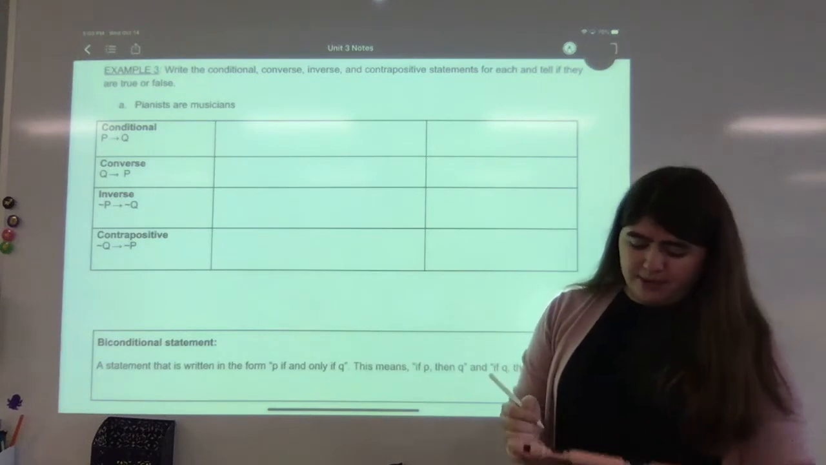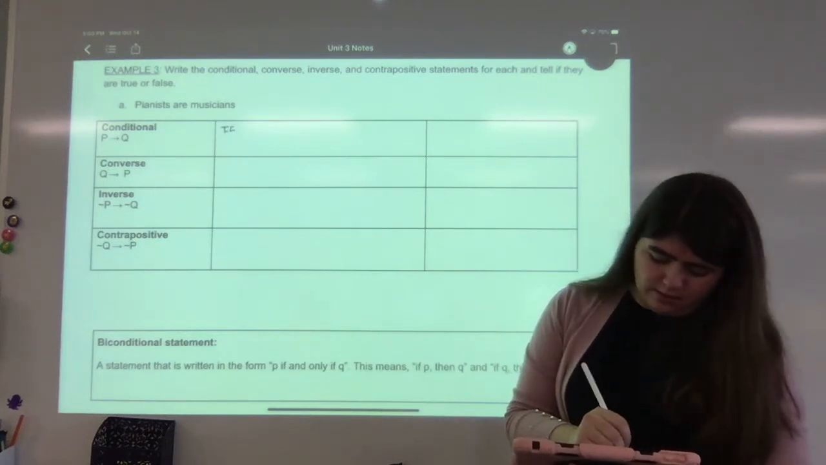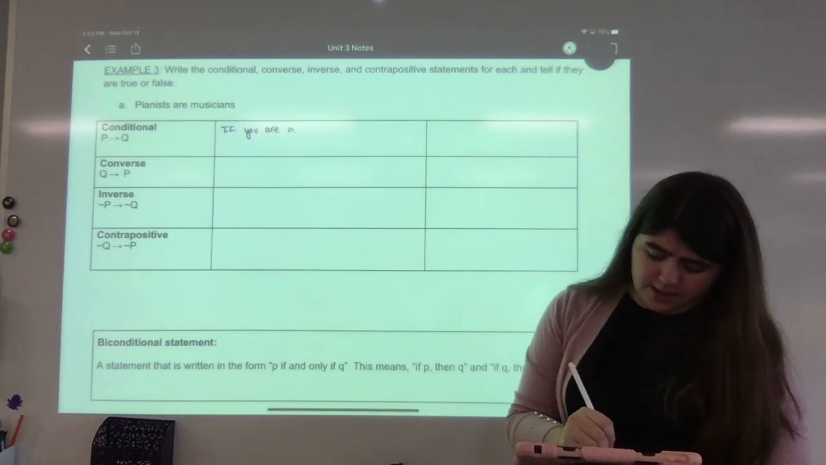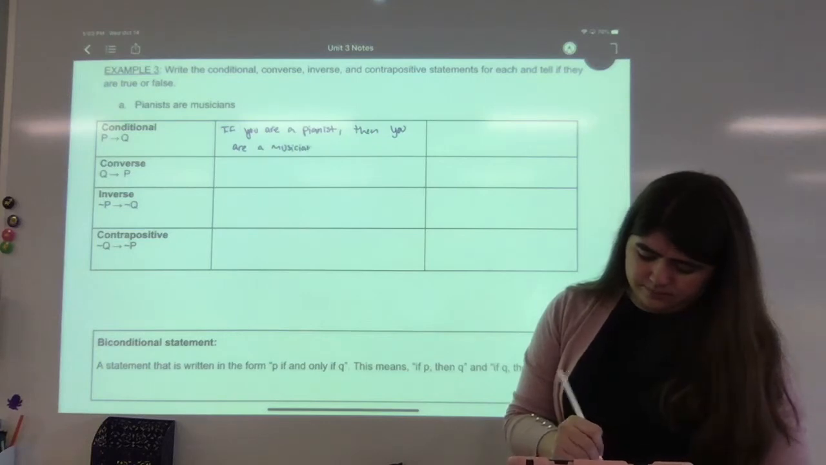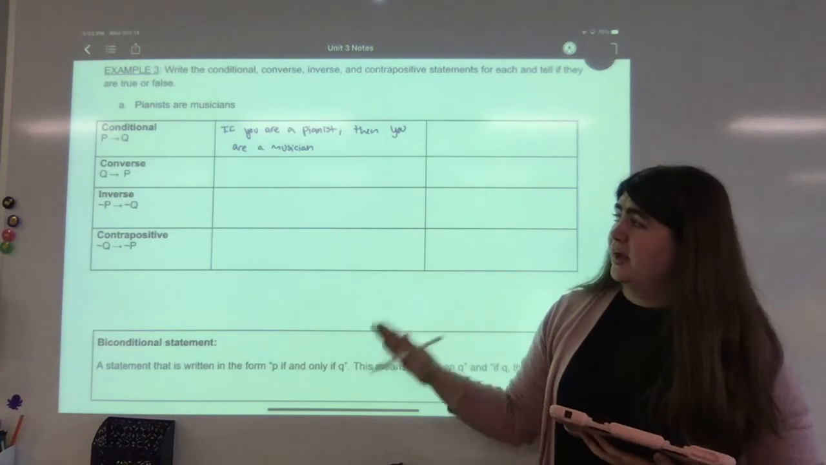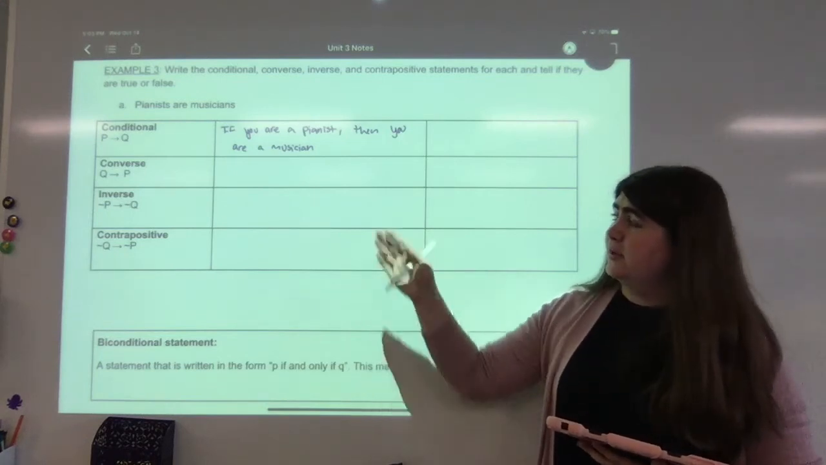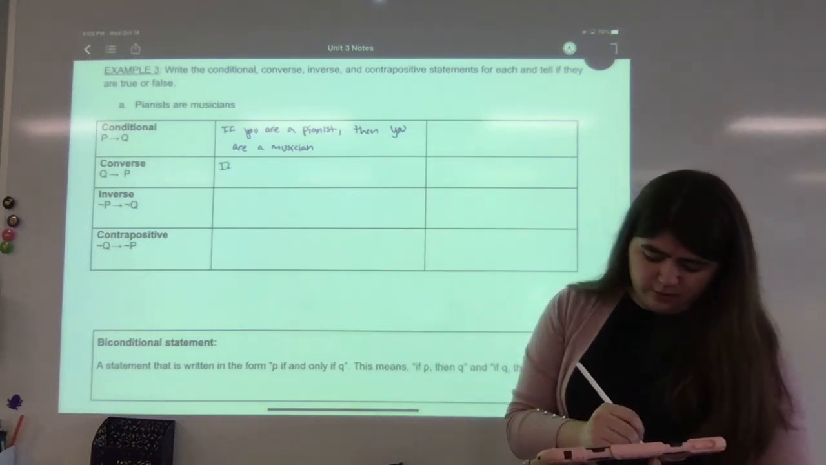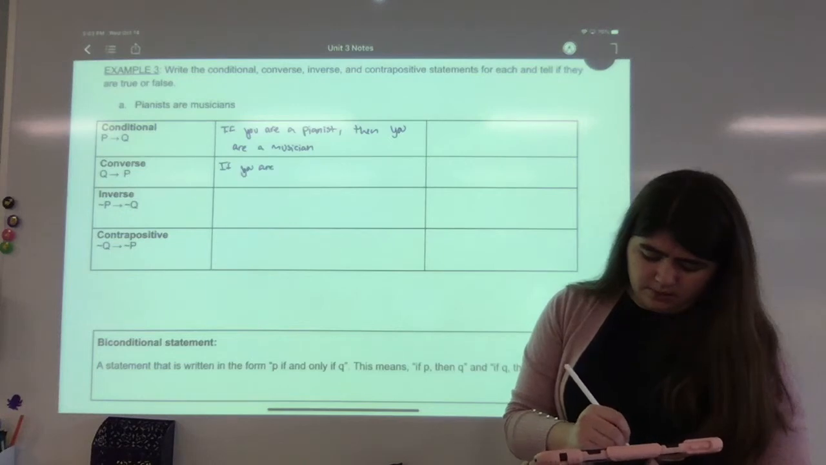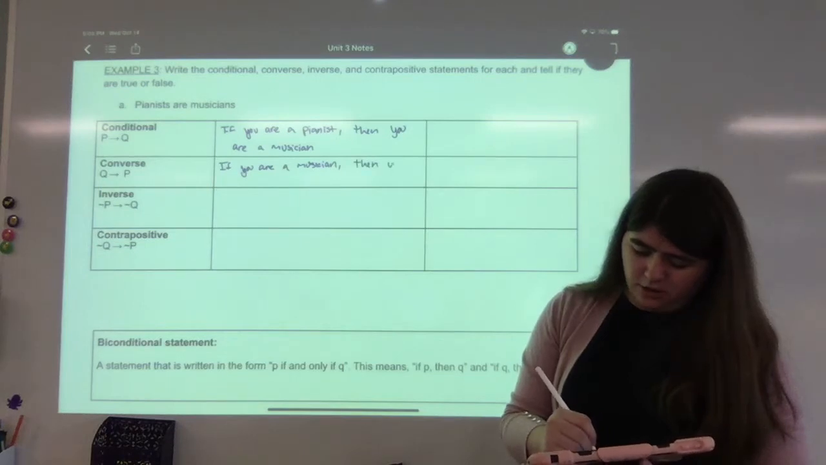All right, so starting with the conditional, I have this statement, pianists are musicians. So I'm going to split that into two pieces. So if you are a pianist, then you are a musician. All right, next we have the converse, where we flip that. So if you are a musician, then you are a pianist.